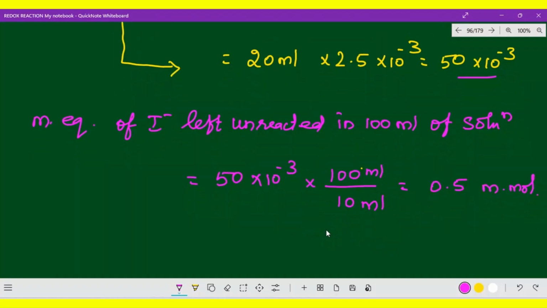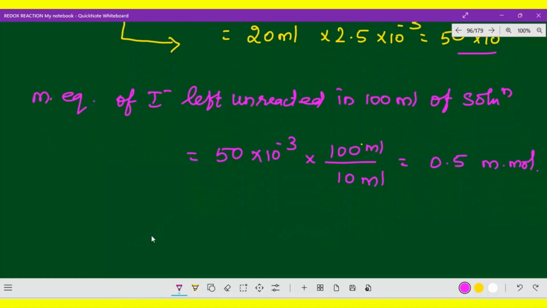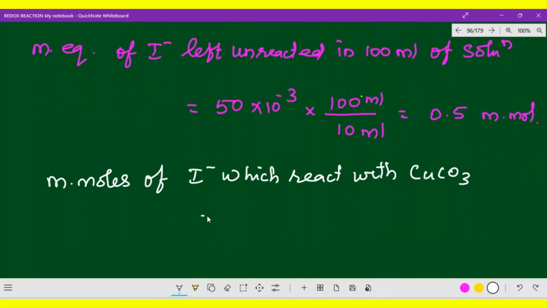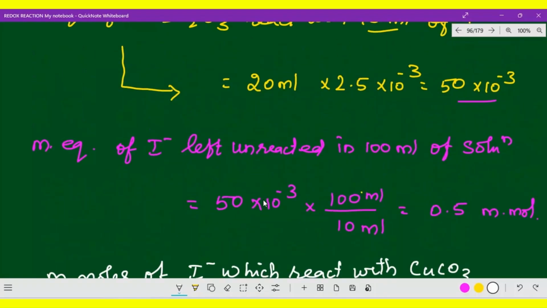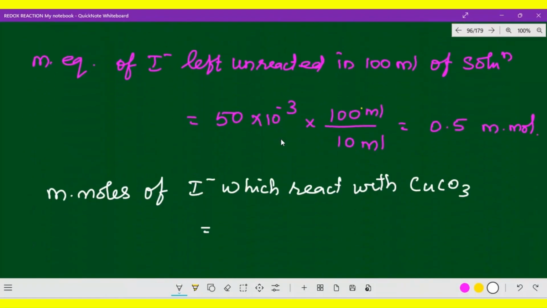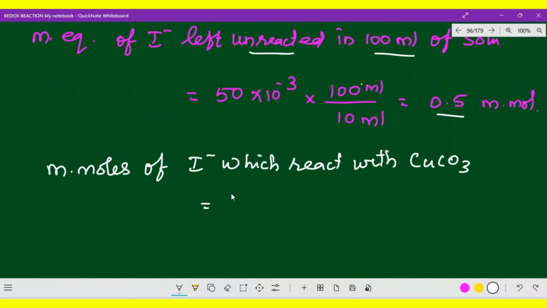Right, now we have to identify the difference. What is the difference? Millimoles of I minus which react with CuCO3. Now how much will you be getting? What is the first answer you got? Potassium iodide, 2 millimole. And the unreacted part in that 100 ml, how much did you get? 0.5 millimole. So that means the millimoles of iodine which react with the copper carbonate, that is what we required, right?